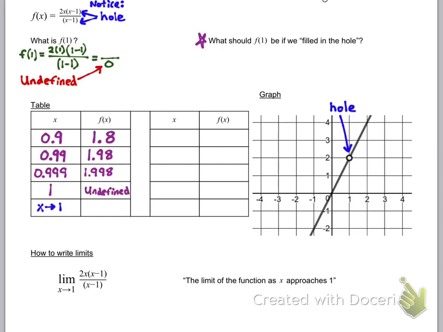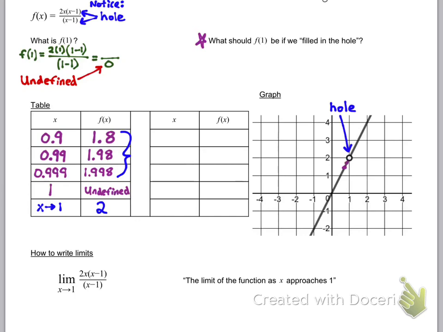So a limit says, what is the value of y as x approaches 1? A limit does not actually care what the value is at that point in the function. It only cares what the y value is as the x gets closer to that number. And in this way, we can plug in the hole and figure out what it's equal to. Notice these values get closer to 2. And so as x approaches 1, we say y, or f of x, is equal to 2.